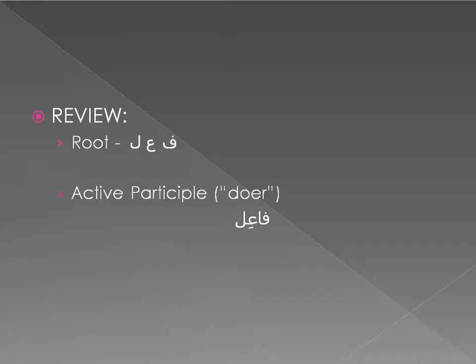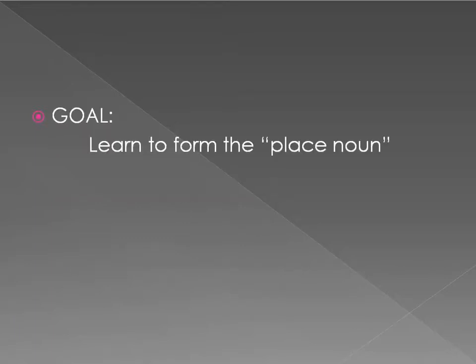Okay, so we start with a root. Here's our old favorite, fa'ala, to do. And we know we can make the doer. The doer is the pattern fa'il. The done, or the done to, is the pattern maf'ul. And today we're going to learn a third pattern, and that is the place noun. You know, we've got a doer, we've got a done to, we've got to have some place for this thing to be happening. So let's go back to our root.